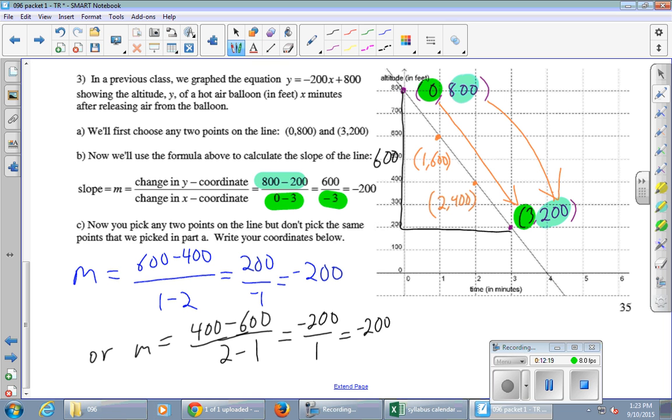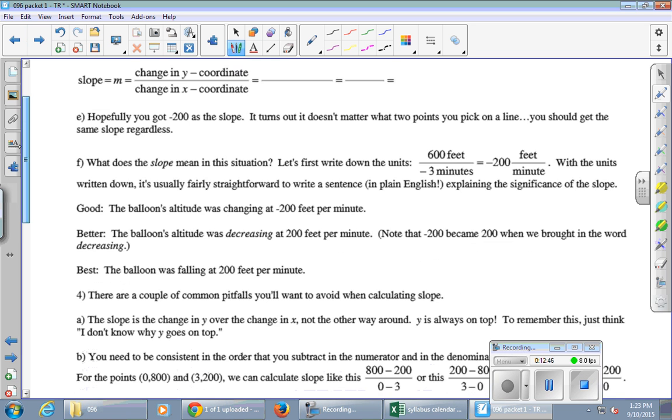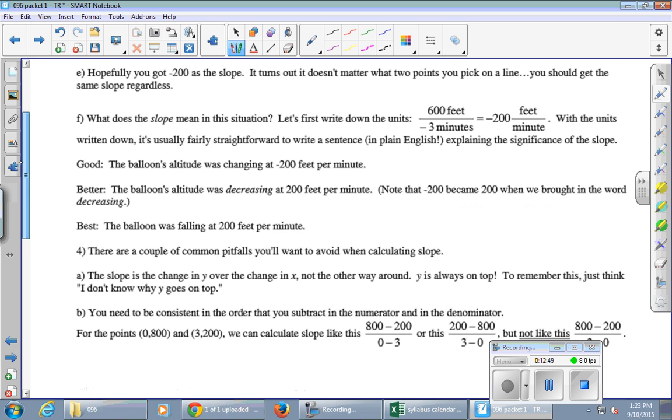It's -200. So that's really comforting, because it would have been a shame if we got different answers depending on which way we subtracted. And then the other observation here, how does this number compare to the slope we found with our first points? They're the same. And this is the idea. It doesn't matter what points you pick on the line. If you do your slope calculation, you will always get to the same result at the end. Okay? All right.